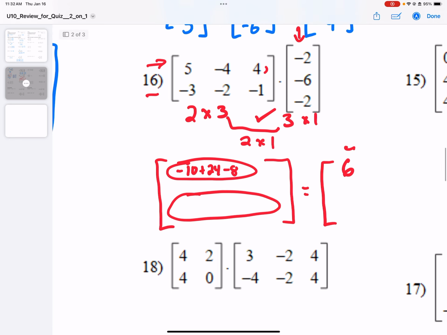Now I do the second row times the column. So I've got negative 3 times negative 2, that's 6. Second is negative 2 times negative 6, so plus 12. And then negative 1, that's plus 2. 12, 14, so that is 20. There's your solution.